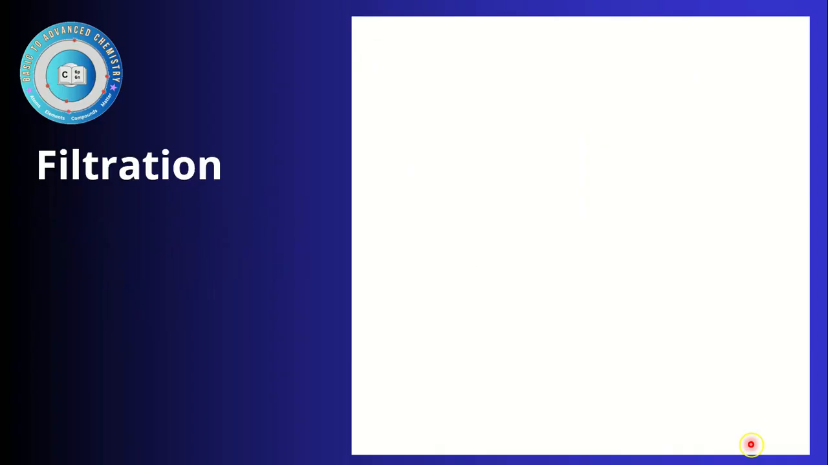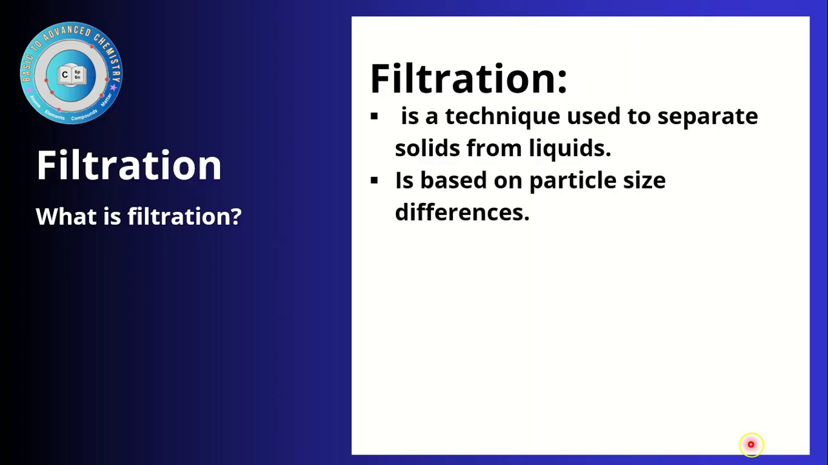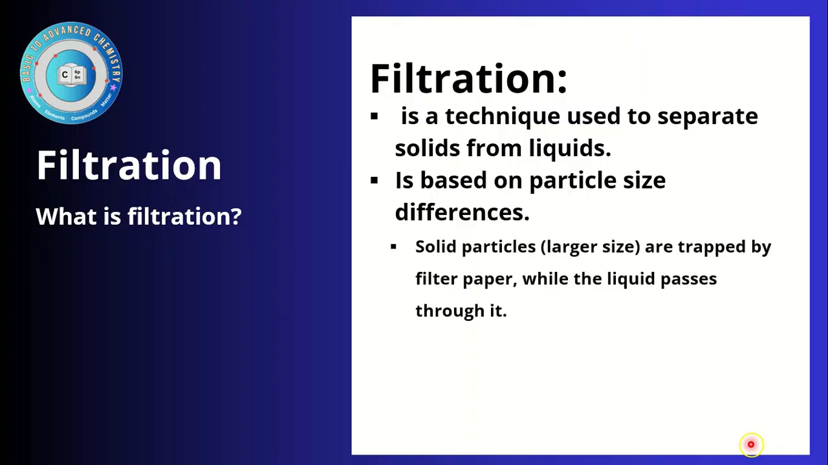First one is filtration. How can we define filtration? What does filtration mean? Filtration is a technique used to separate solid from liquids. So the principle is based on particle size difference. What does it mean? Solid particles with larger size are trapped by filter paper while the liquid passes through it. For example, by using filtration techniques, we can separate sand from water.